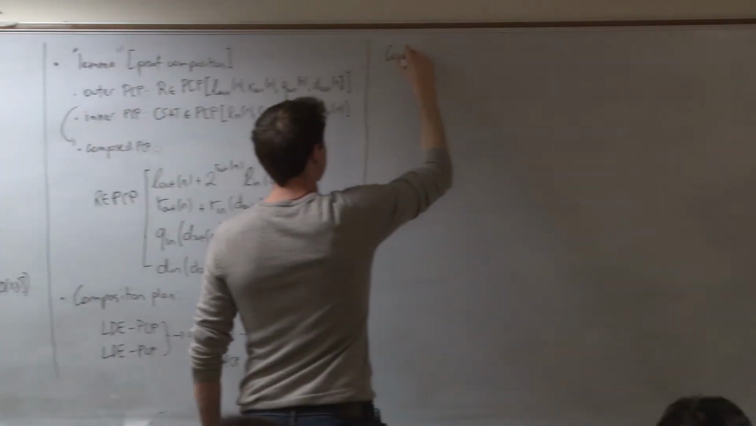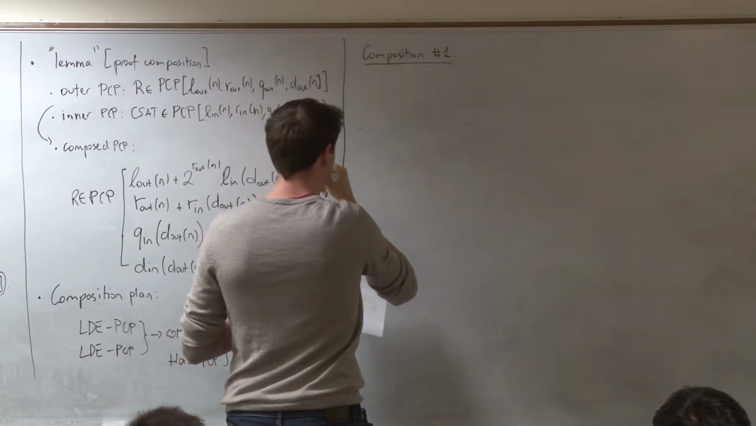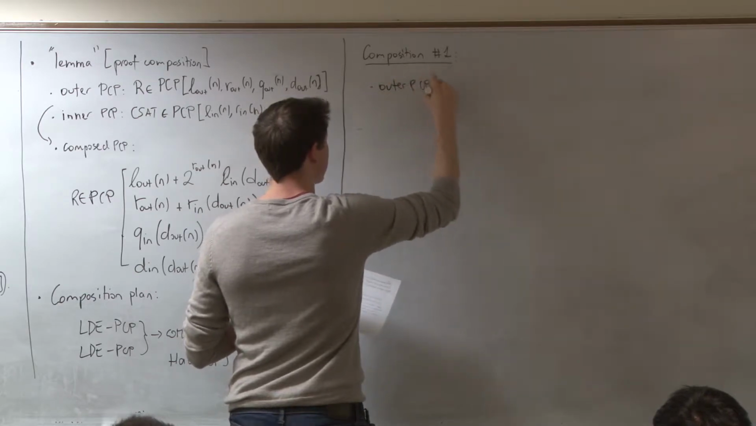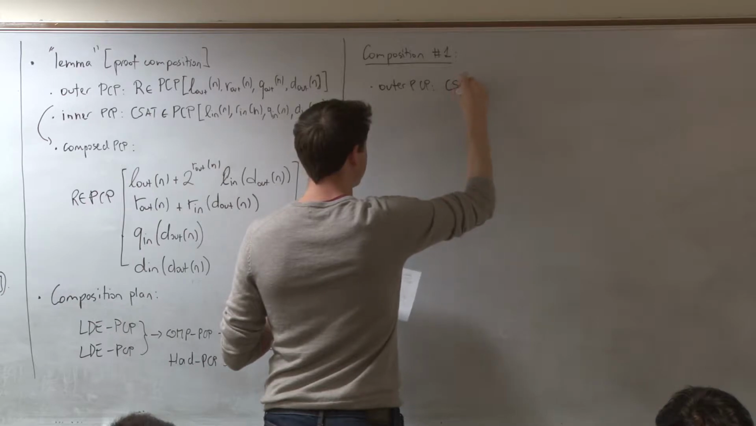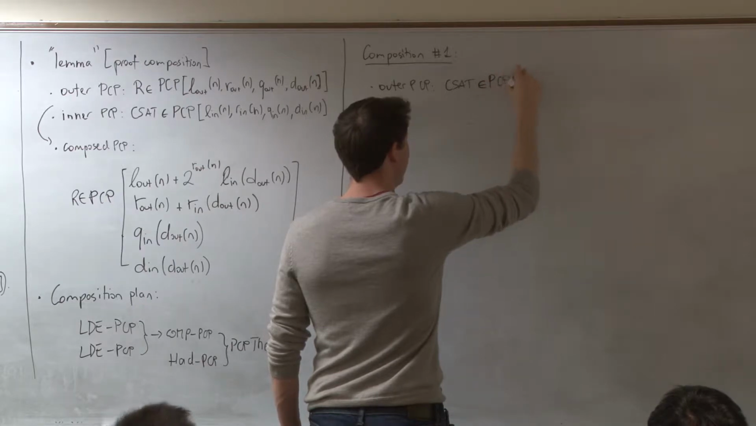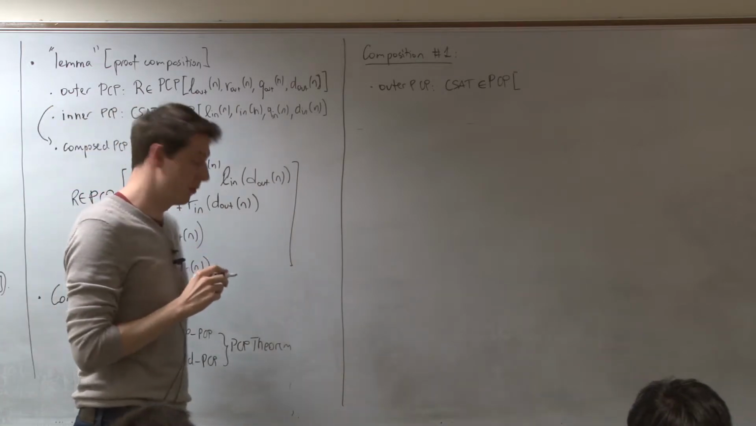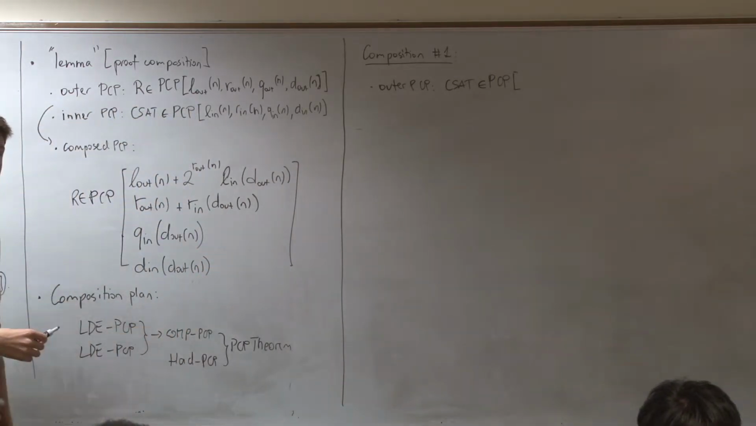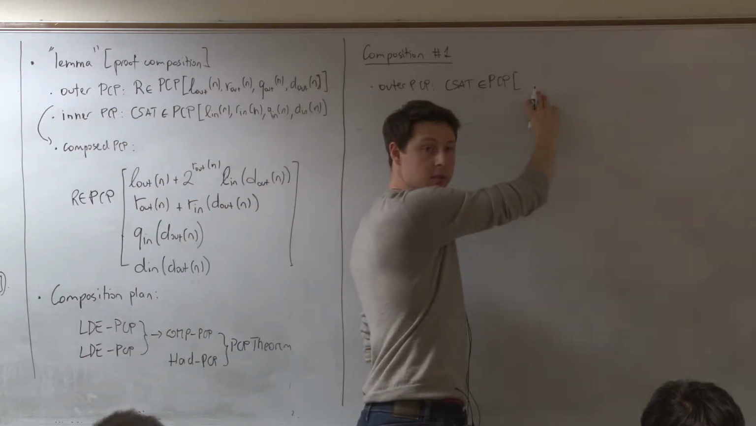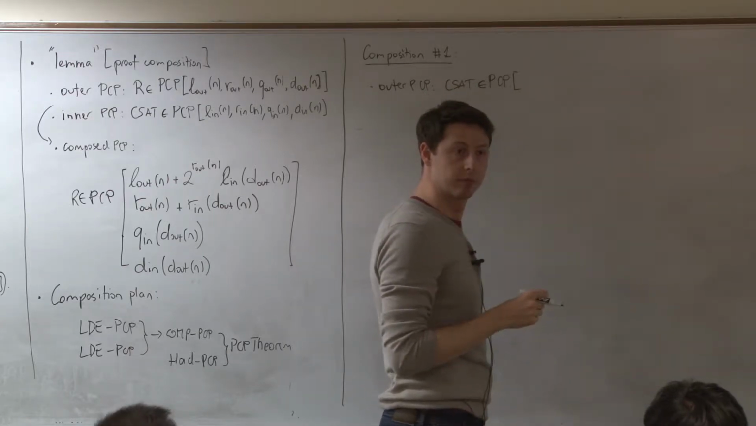All right. Composition number 1. So the outer PCP is going to be, let's say, for CSAT, the relation R, the outer relation is going to be CSAT. And now let's write down these 4 parameters for the low degree extension PCP. Okay? So what is the proof size for the low degree extension PCP? Polynomial.